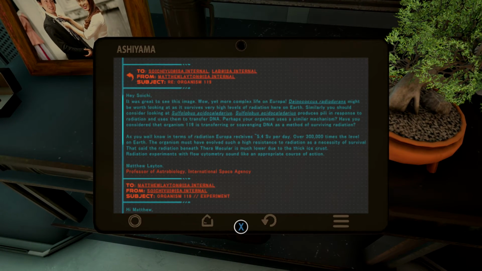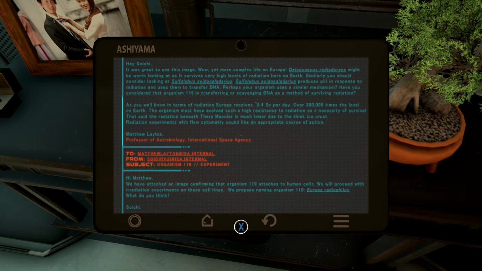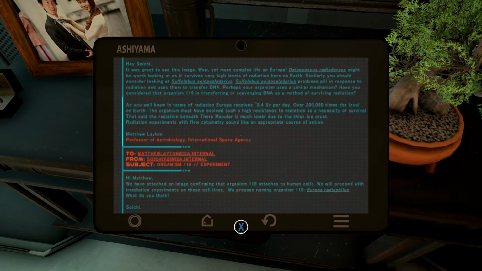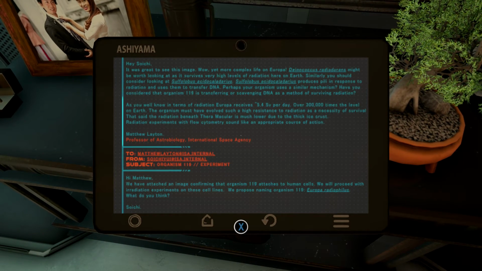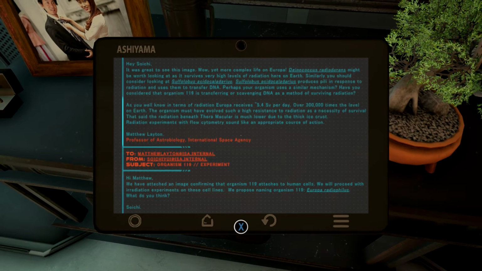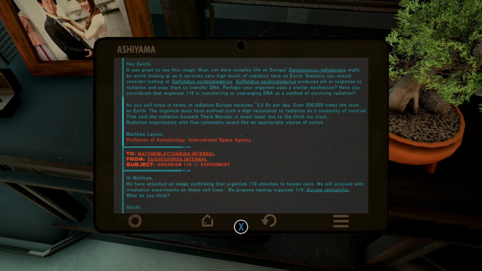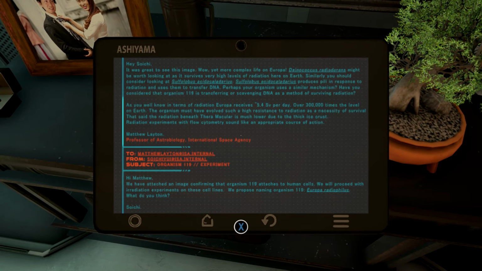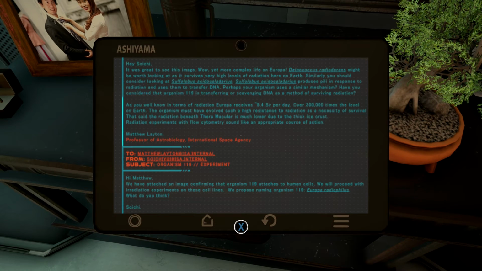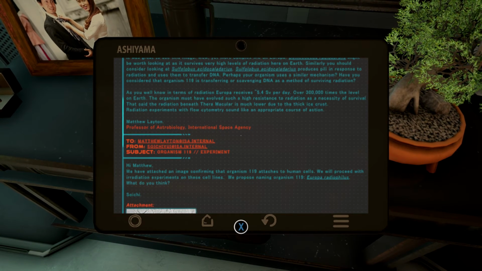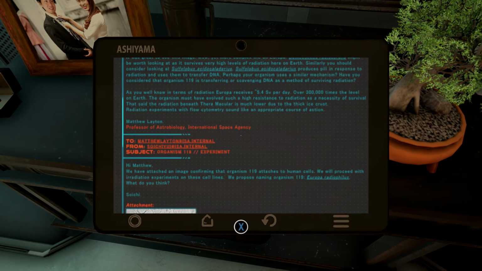Have you considered that organism 119 is transferring or scavenging DNA as a method of surviving the radiation? As you well know, the radiation Europa receives is around 5.4 sieverts per day, over 300,000 times the level on Earth. The organism must have evolved such a high resilience to radiation as a necessity of survival. That said, the radiation beneath the Thera Macula is much lower due to the thick ice crust. Radiation experiments with flow cytometry sound like an appropriate course of action.